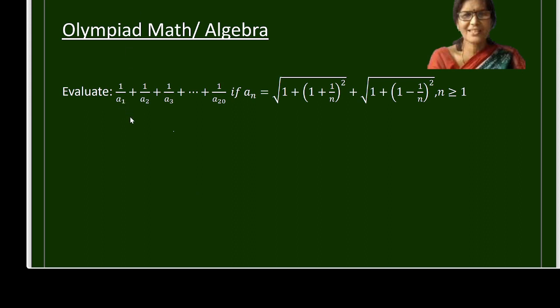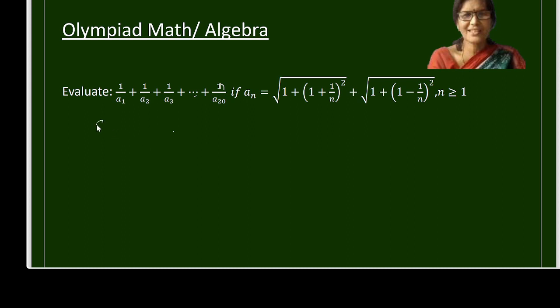That means evaluate 1 over a1 plus 1 over a2 up to 1 over a20, if an is equal to square root of (1 plus 1 by n) whole square plus square root of (1 minus 1 by n) whole square, when n is greater than or equal to 1. That means we'll start from n is equal to 1, then we'll go up to 20. So for that I can't write all the terms. First I am simplifying the nth term.